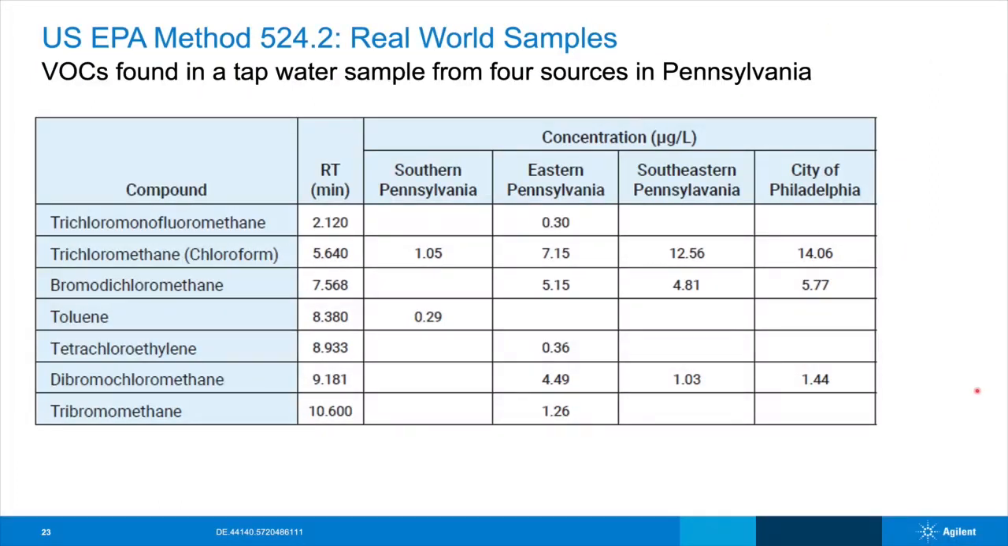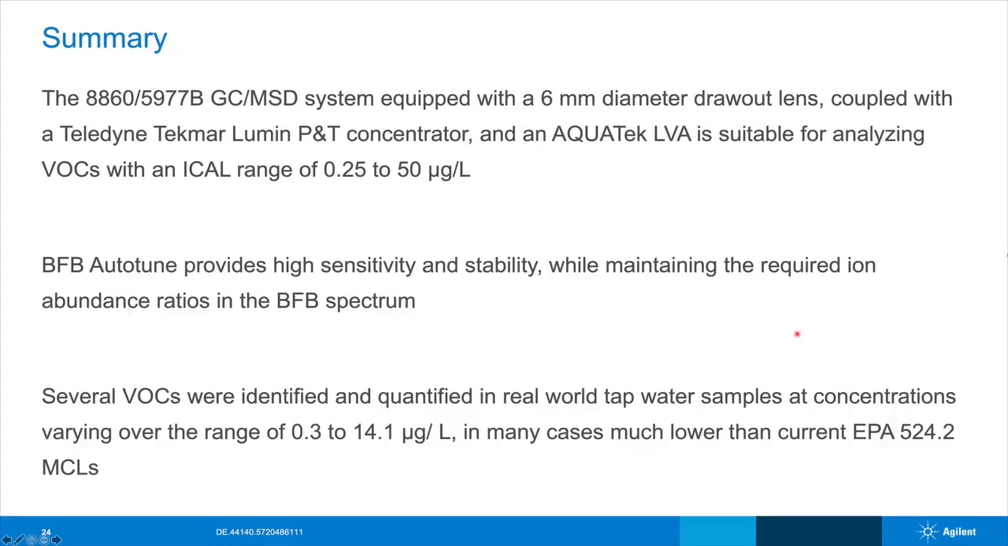Here's the results from the other samples that we ran. Here's one from southern Pennsylvania where chloroform, toluene, and the rest of these have some trihalomethane and former degreasing compounds, but most of these aren't very surprising for what was identified.